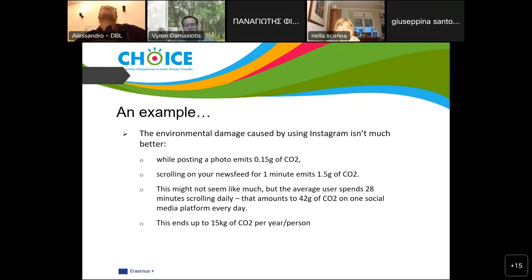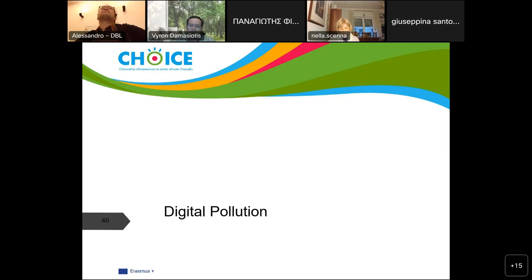All this ends up with emissions of 15 kilograms of CO2 per year per person, only using Instagram, scrolling Instagram, posting some pictures. And this brings us to the notion of digital pollution.